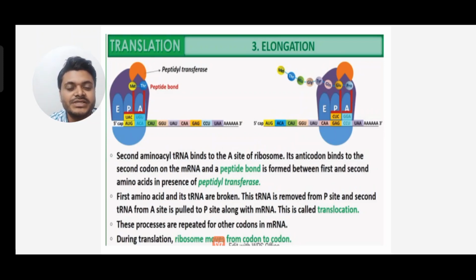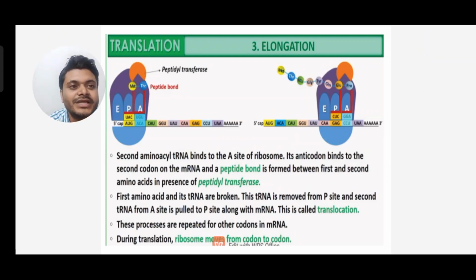So the first amino acid and its tRNA are broken. This tRNA is removed from the P site, and the second tRNA from the A site is pulled to the P site along with the mRNA. This is called translocation. Then the next amino acid will enter the A site. These processes are repeated for other codons in the mRNA. During translation, the ribosome moves from codon to codon.